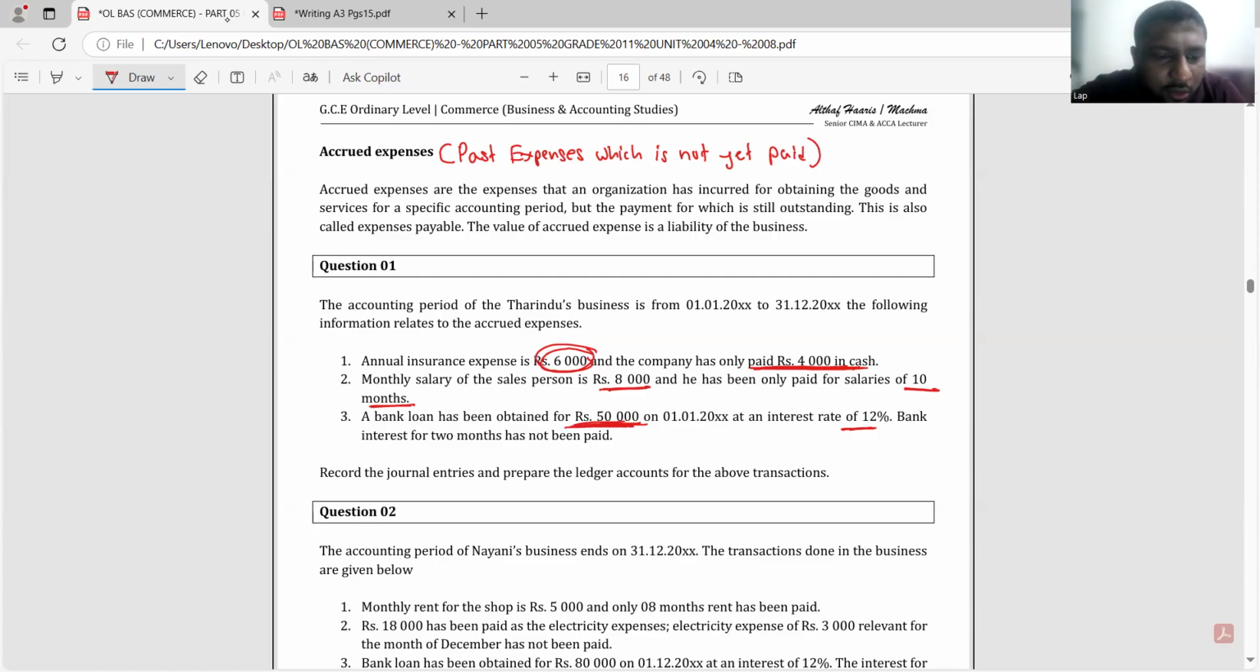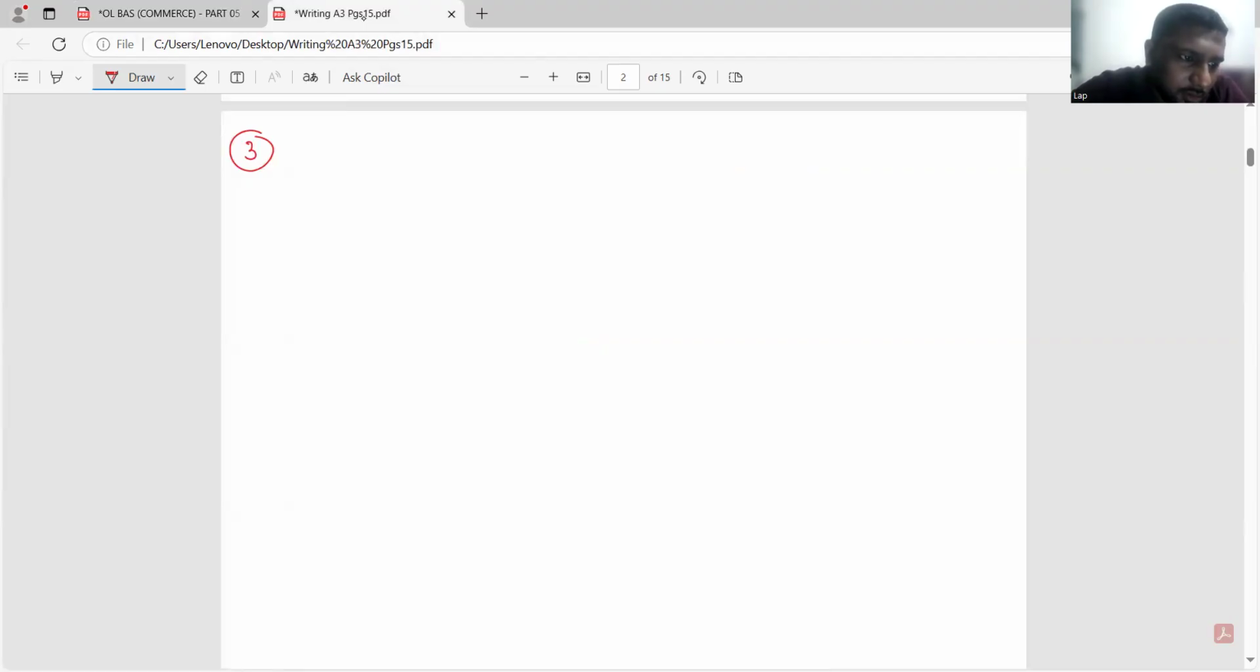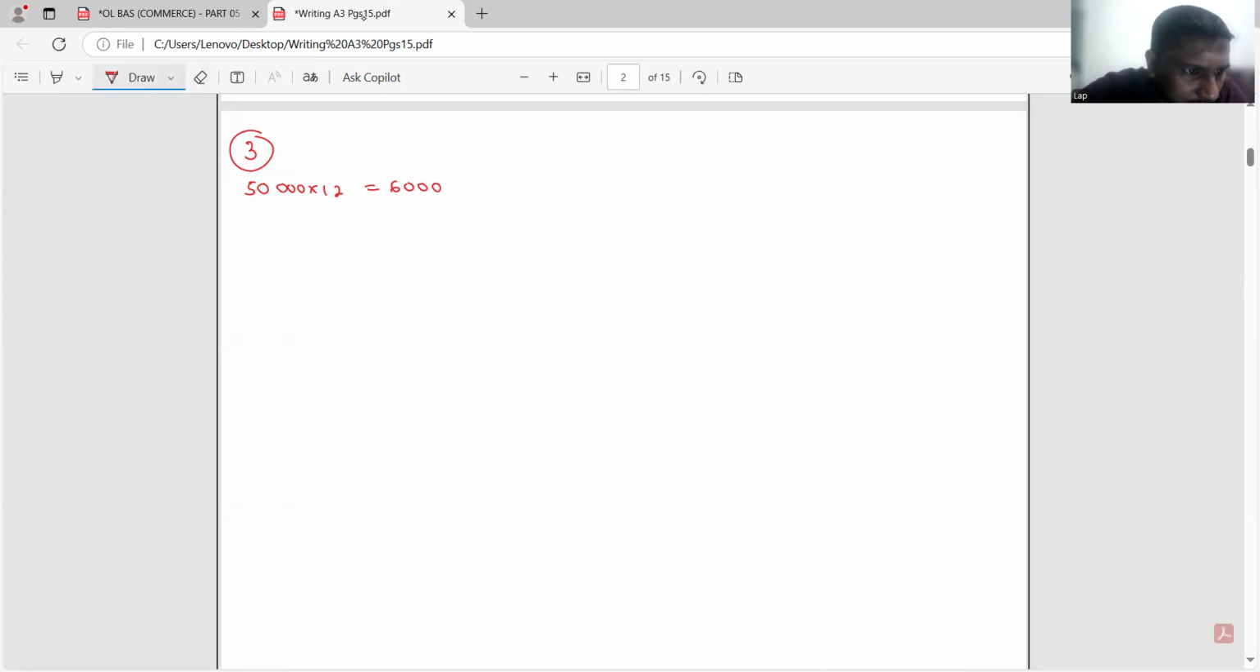So 50,000 is the loan amount that we took, no? So 50,000 into 12%. Here we are getting a value of 6,000. So if I cut two zeros, 500 into 12, 6,000. But 6,000 is the interest for the entire year.